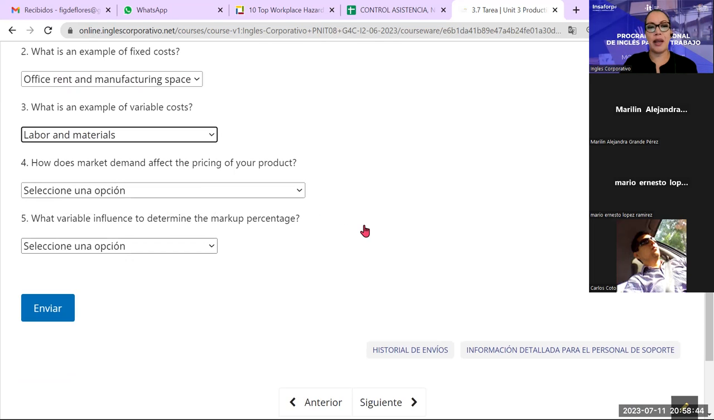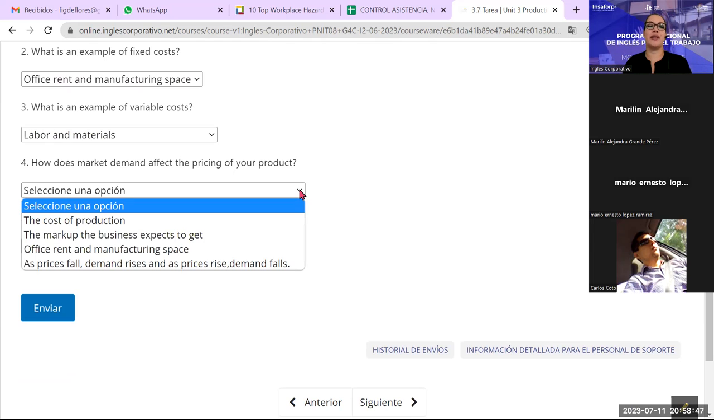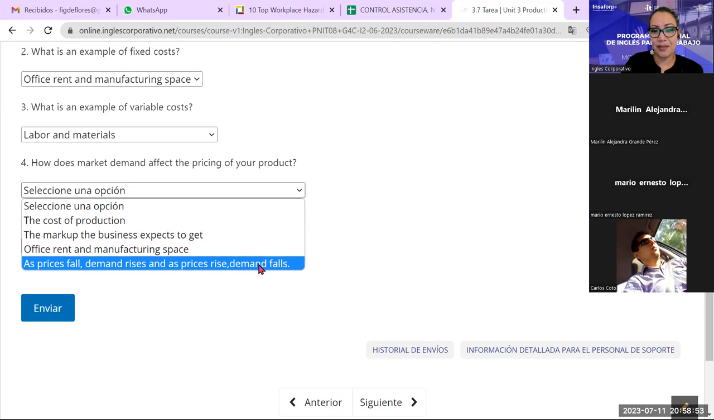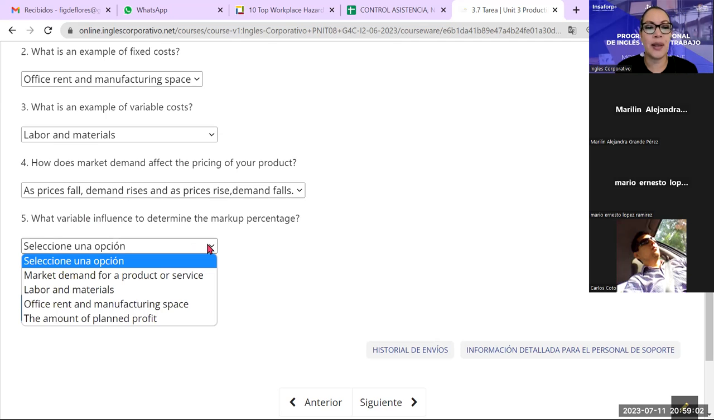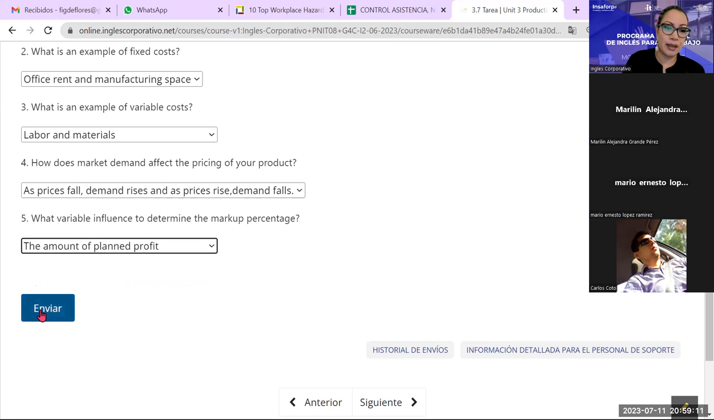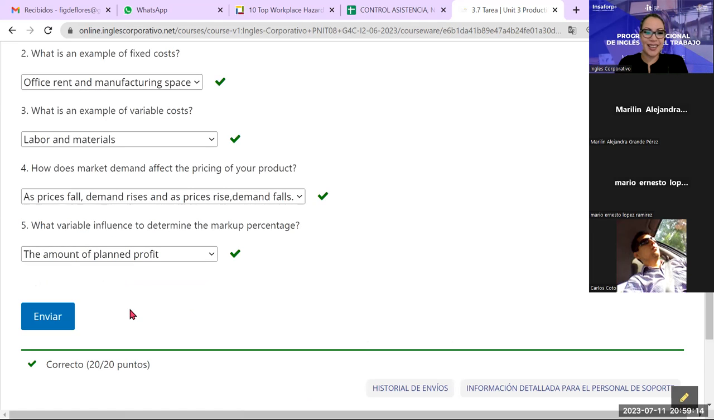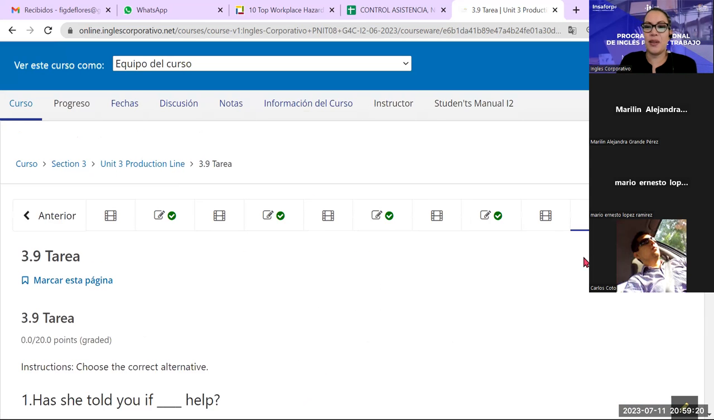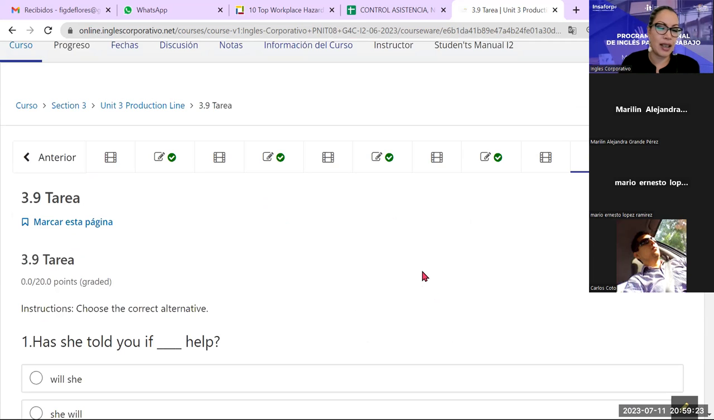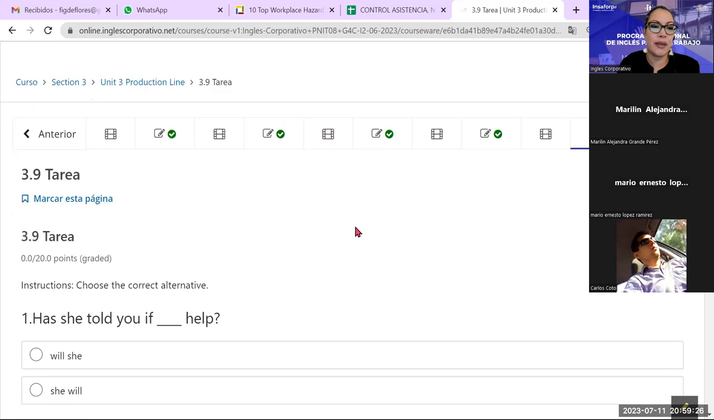How does market demand affect the pricing of your product? As prices fall, demand rises, and as prices rise, demand falls. Excellent. And the last one, what variable influences the markup percentage? The amount of planned profit. Okay, excellent. Thank you so much for helping us with this exercise, Maria. And we have one last exercise left here in section number three.